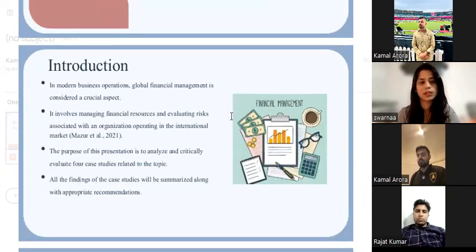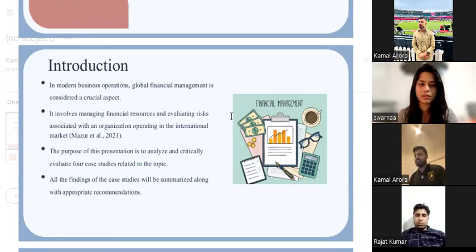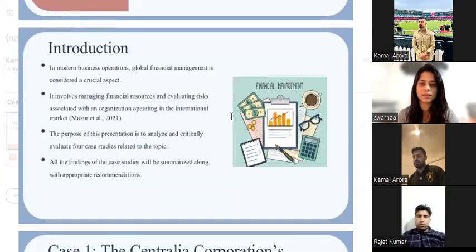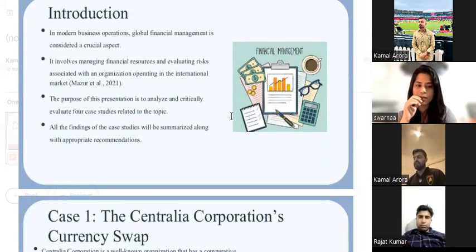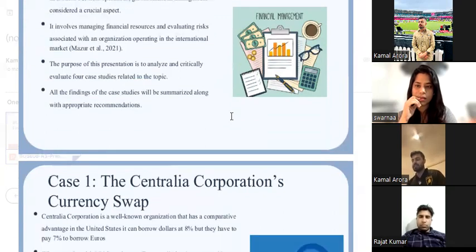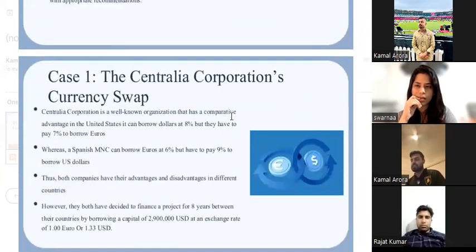First of all, sir, I will start. In modern business operations, global financial management is considered a crucial aspect. It involves managing financial resources and evaluating risk associated with an organization operating in the international market. The purpose of this presentation, sir, is to analyze and critically evaluate four case studies related to the topic. And, sir, all the findings of the case studies will be summarized along with appropriate recommendations.